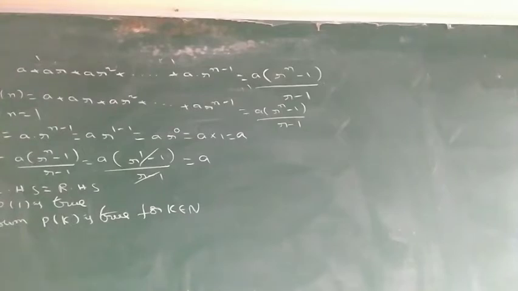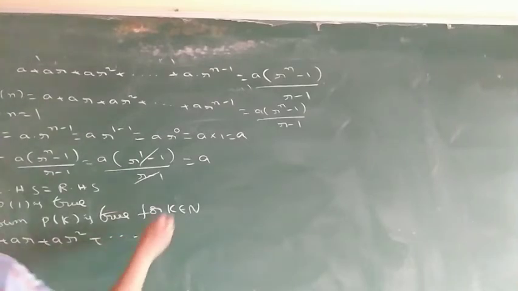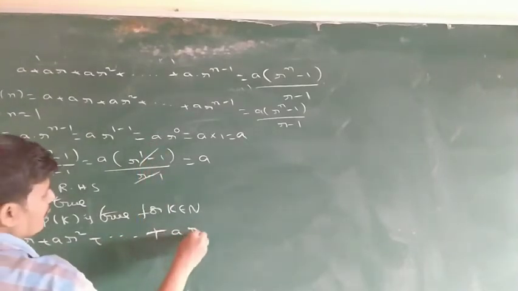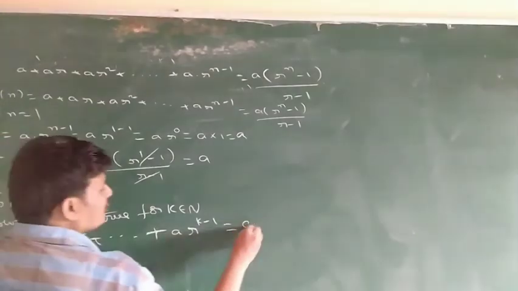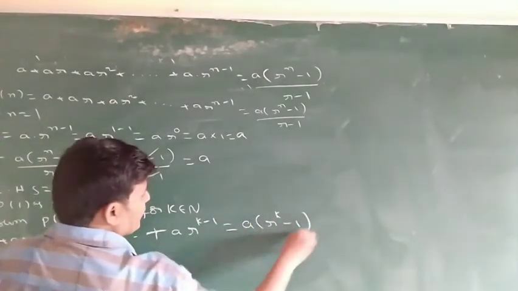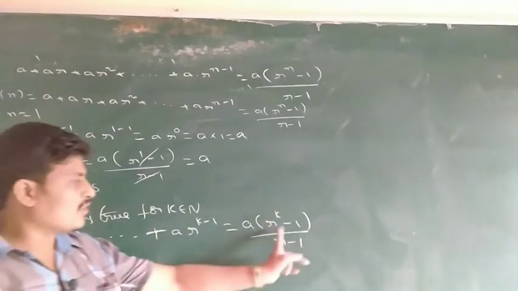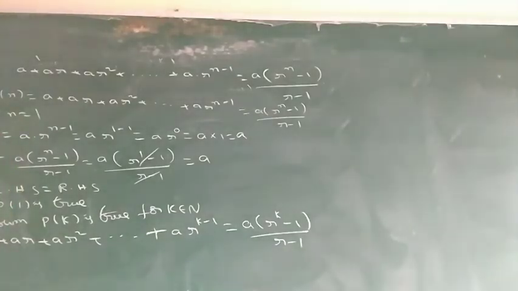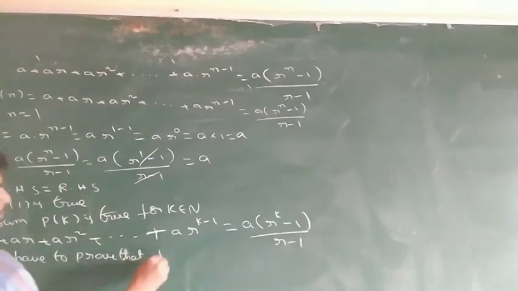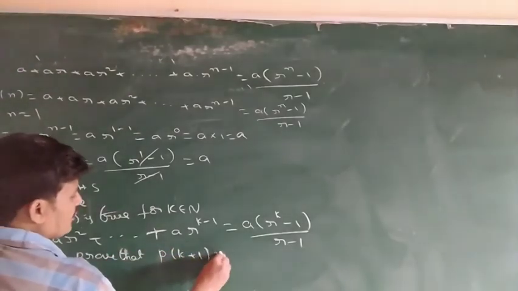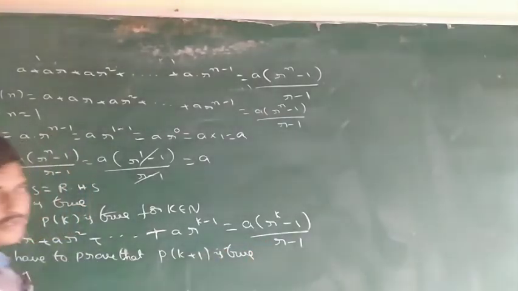So, what is P of k? A plus ar plus ar square plus and so on, n is equal to k, a into r power k minus 1 is equal to a into (r power k minus 1) by (r minus 1). Here the first minus 1 is in the power, and here the minus 1 is the total value. That is the difference. Okay. So, next we have to prove that P of k plus 1 is true.